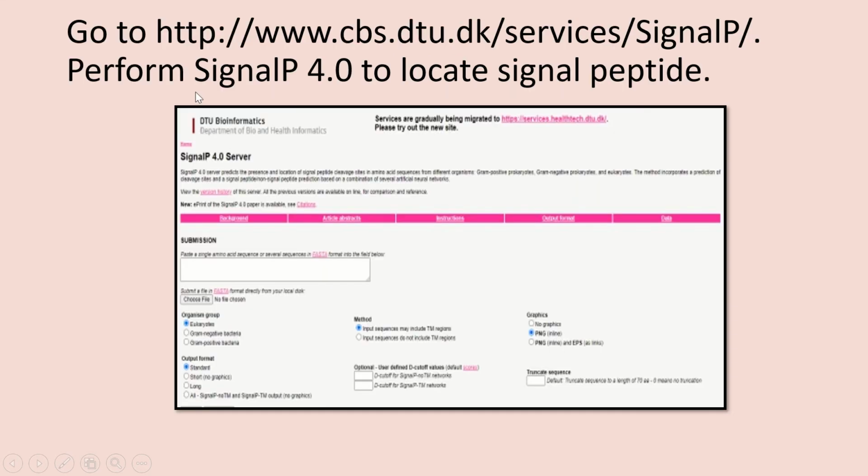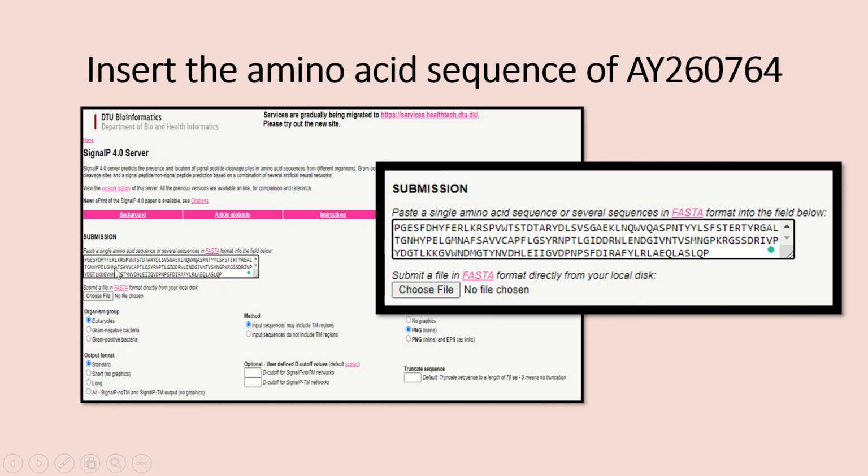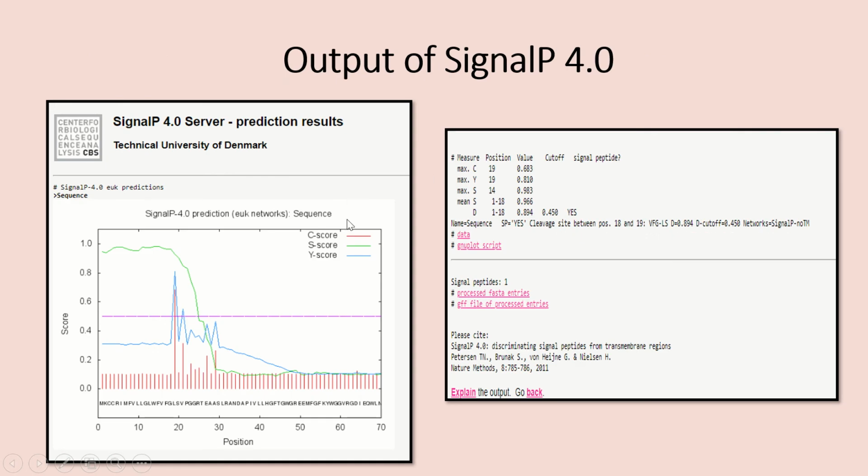Next, you need to browse for the SignalP 4.0 server to locate the signal peptide. You need to insert the amino acid sequence of AY260764 that we have retrieved before into this column. And this is the output of the SignalP 4.0 server. It will show you a graph.